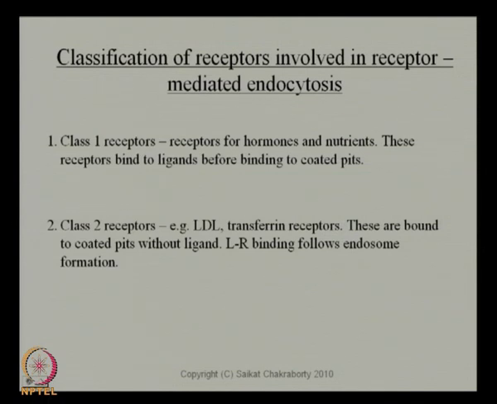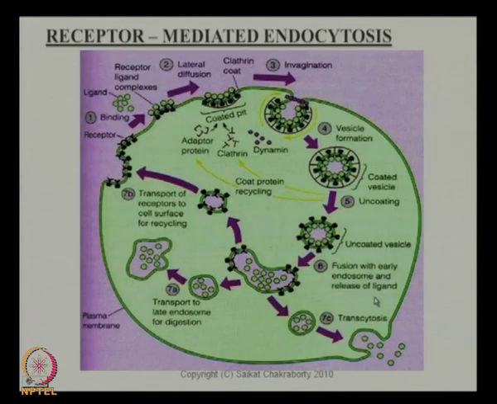So, class 1 receptors are receptors for hormones and nutrients, and these receptors bind to the ligands before binding to the coated pits. Let us just go through the definition now and then explain in a minute. And class 2 receptors are receptors like LDL. These bind to the coated pit without the ligand, and the ligand receptor binding follows that. Okay. Now, let us see what this is.